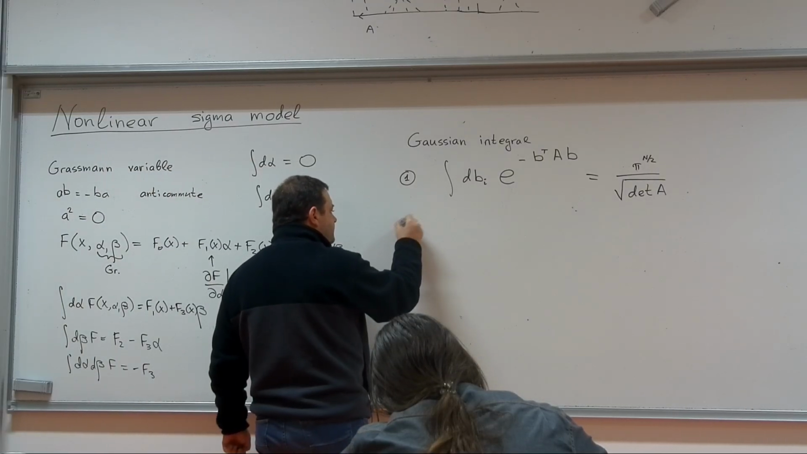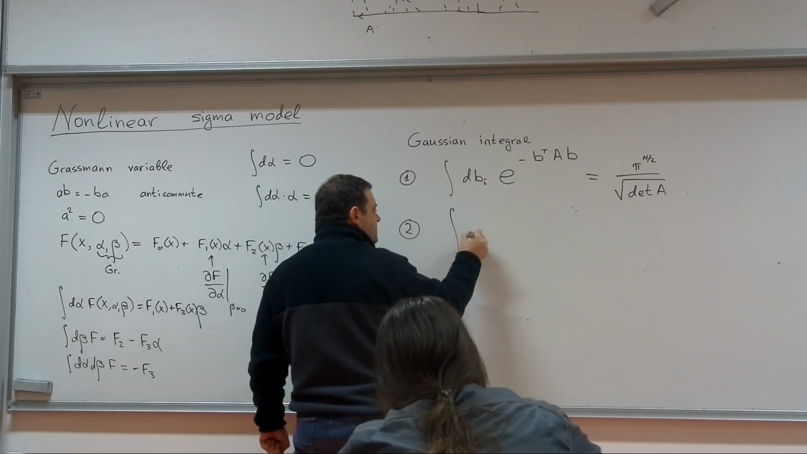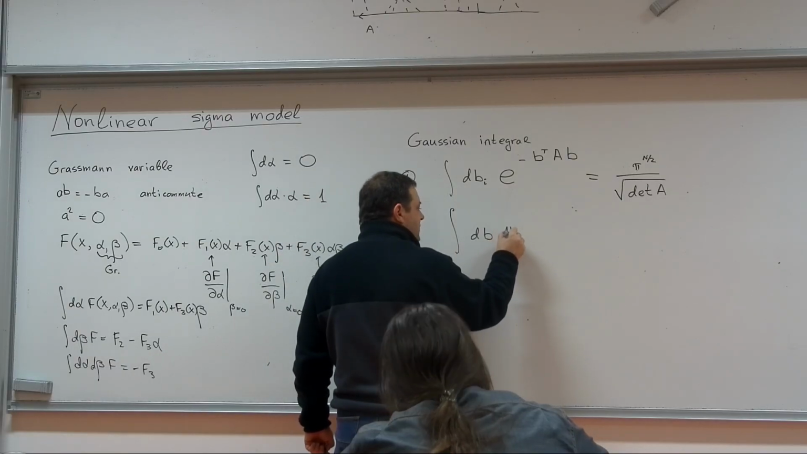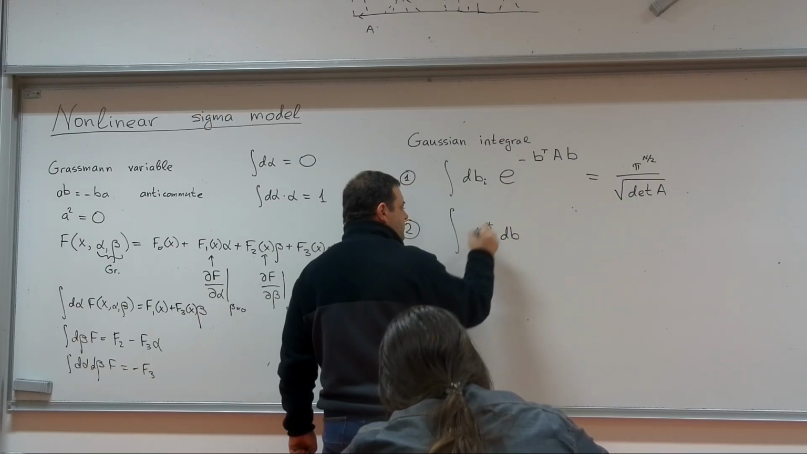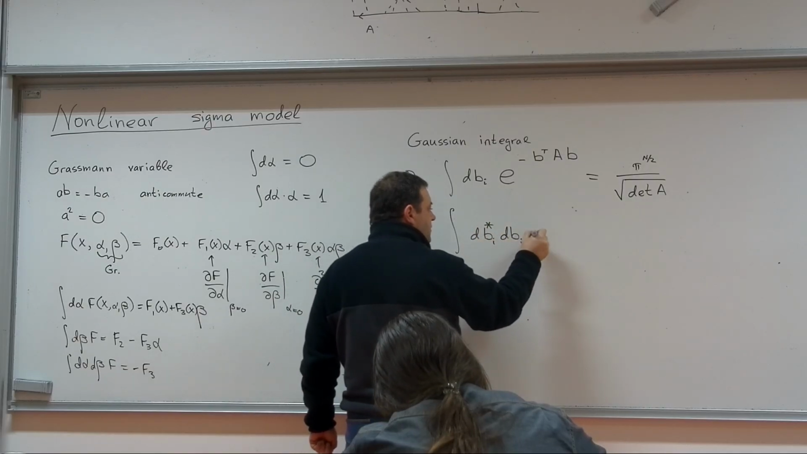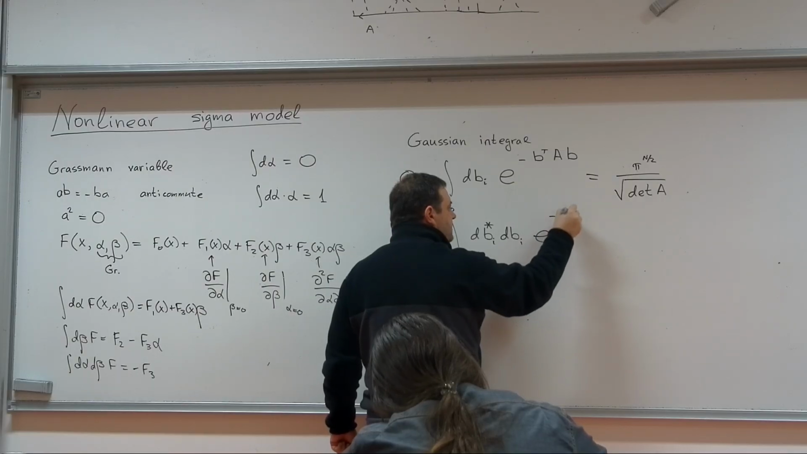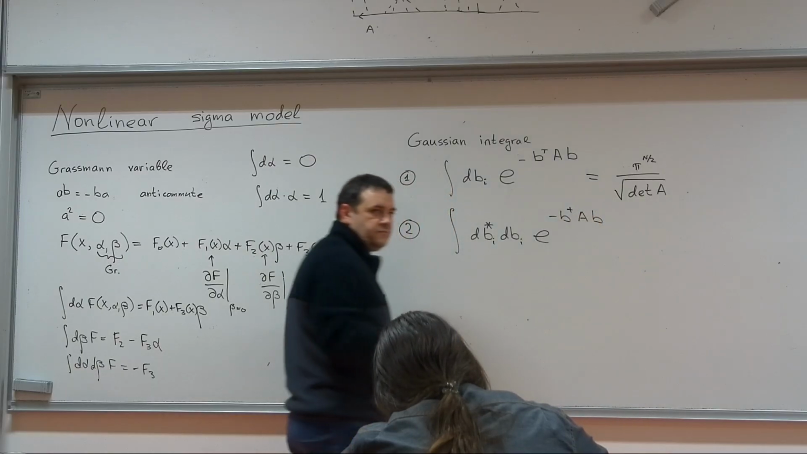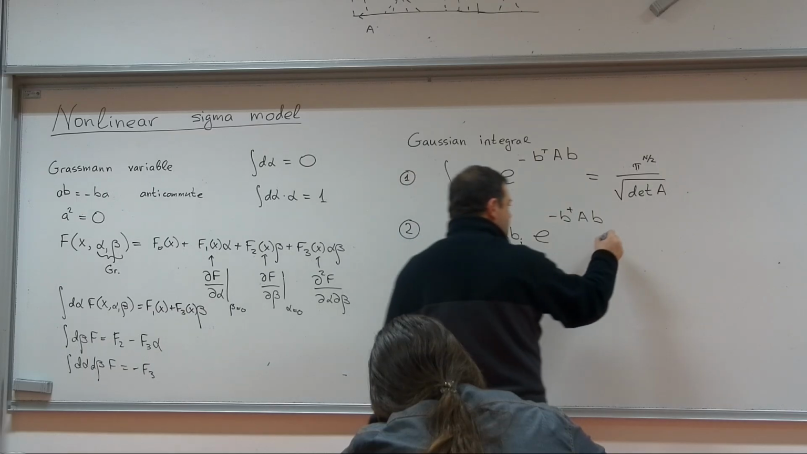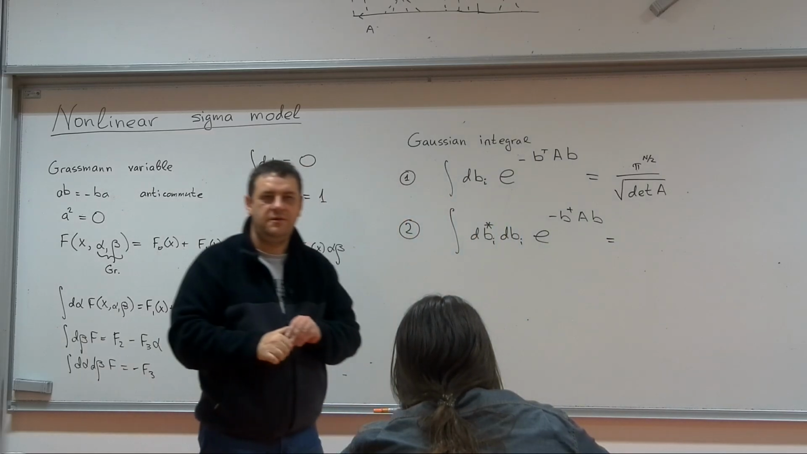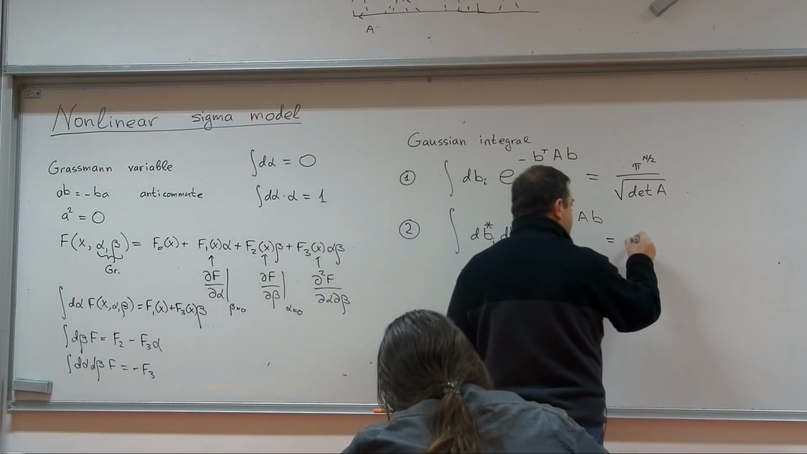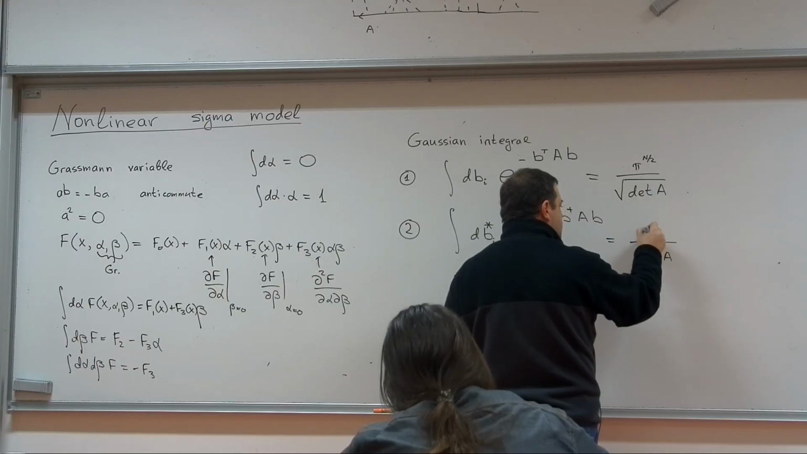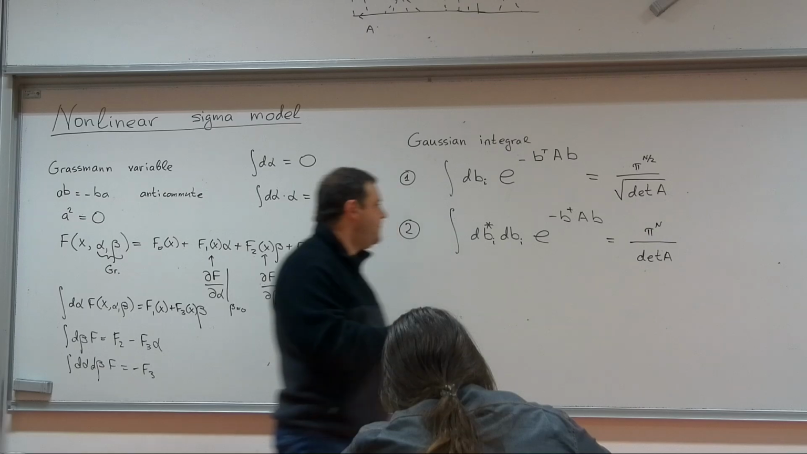Second example, I do the same integration over the vector b, but now it's a complex vector, and I will write it as the integral over b star and b of the same object, minus b dagger A b. What's that? Now it's 1 over determinant, right? It's just 1 over determinant A, also pi to some unknown number.